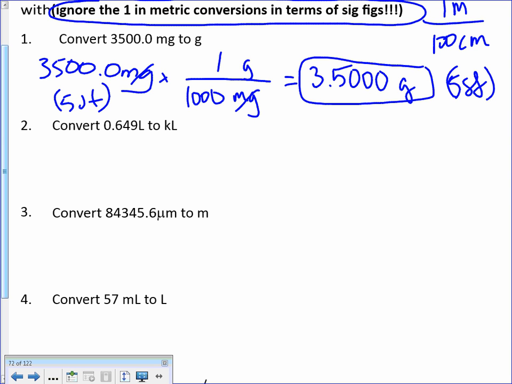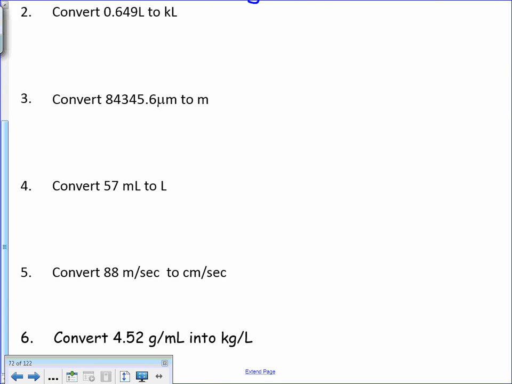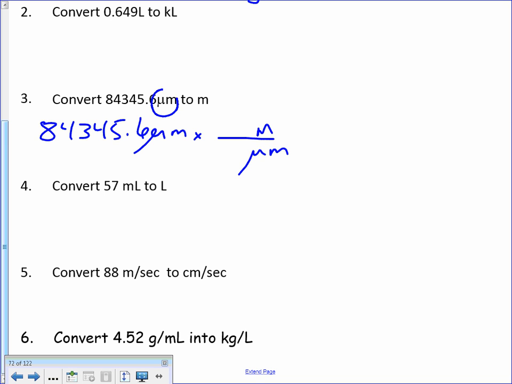Okay, tell me another one on this one that you guys want to do. 1 through 4. 3? Okay, so 8,434,5.6 micrometers. How do I set up my units? What goes on bottom? Micrometers. And what unit goes on top? Meters, because you can see I want to get rid of that and I want to get to that. That's why I'm orienting it as is. And then how many micrometers here are in 1 meter?